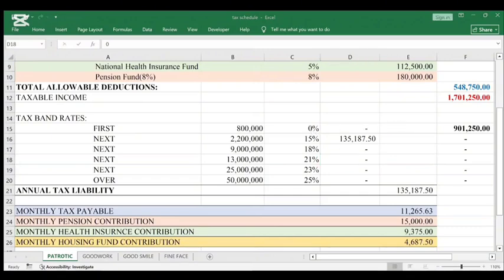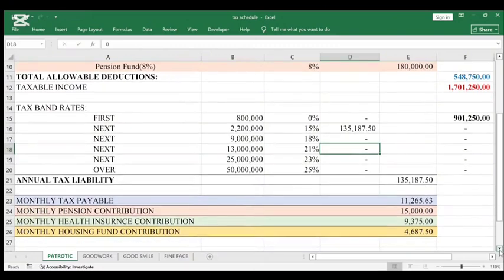All right, so we are left with 901,250 naira. You can see we will apply 15% to that, and that's why we got 135,000. And by default, we have exhausted his taxable income by the rate. So automatically, this amount is his annual tax liability, 135,187 naira. All right. Now, how do you get it monthly?